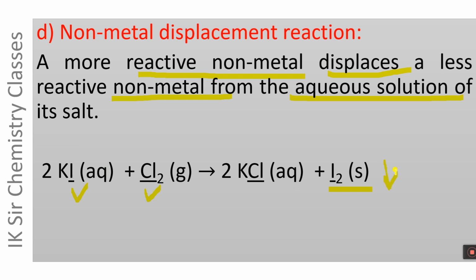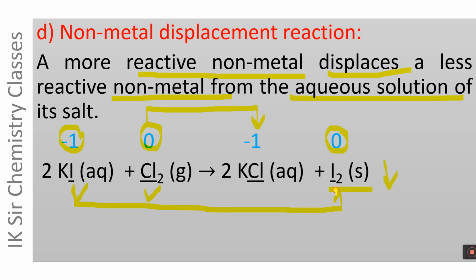The oxidation numbers of underlying elements are shown above. The oxidation number of iodine in KI is -1, while in product I2 the oxidation number of iodine is 0 because it is in free state. The oxidation state of Cl2 in the reactant is 0 because it is in free state, while in KCl the oxidation number of chlorine is -1. It is obvious that the oxidation number of chlorine decreases from 0 to -1, while the oxidation number of iodine increases from -1 to 0.